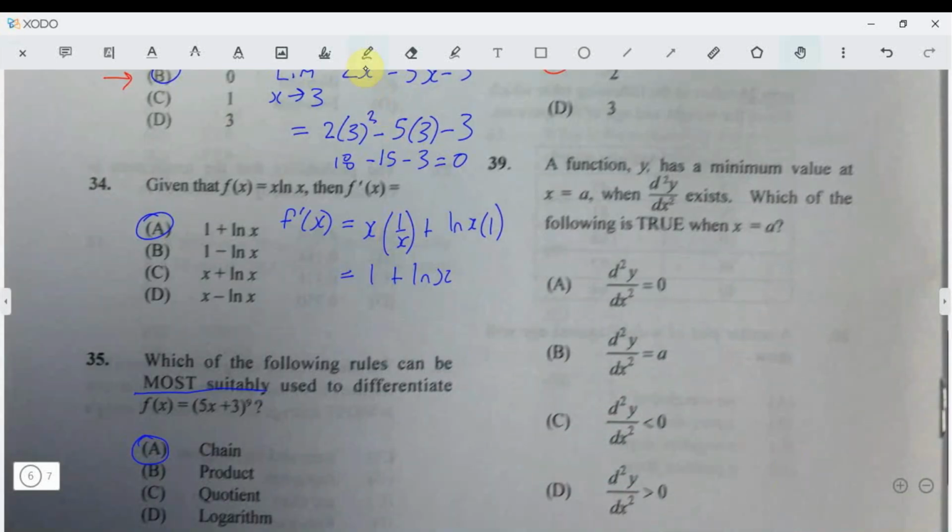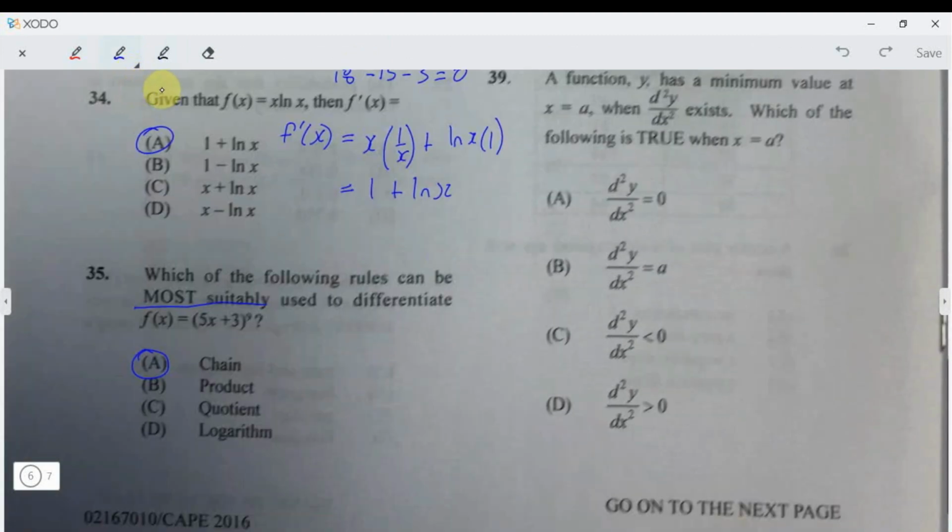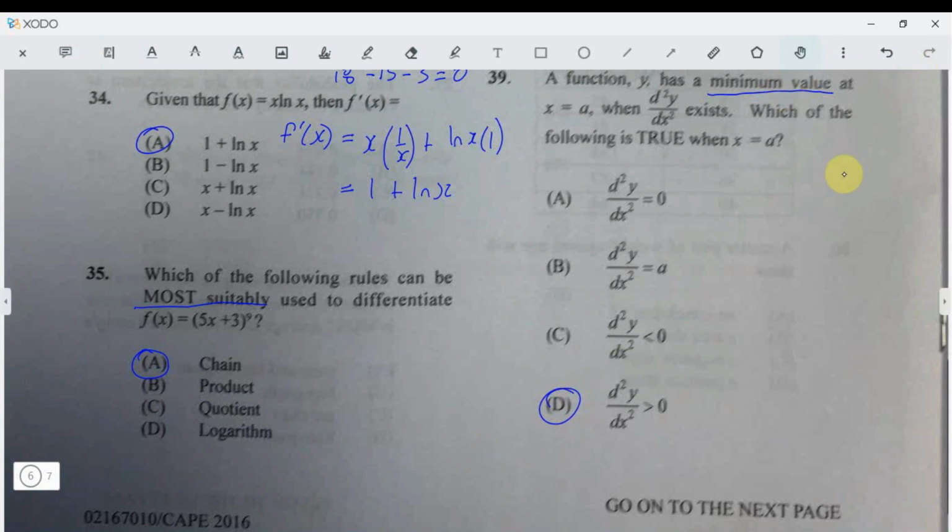Question 39. It says a function y has a minimum value at x equal a. When d2y by dx squared exists, which of the following is true? Now, if it's a minimum value, then the second derivative is positive. If the second derivative is positive, which one is that? Option D. Second derivative is positive when it's a minimum value. Alright? So that is it. D.